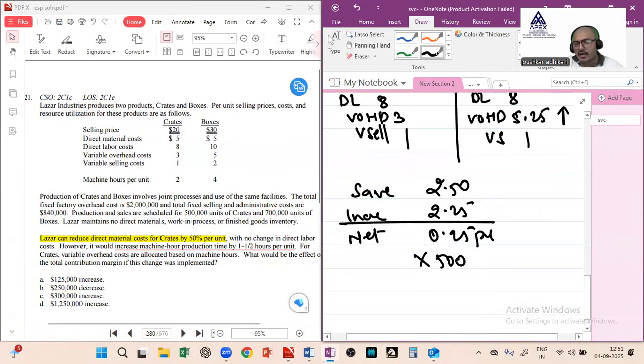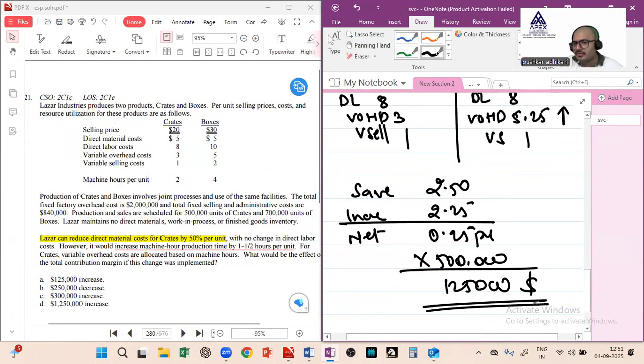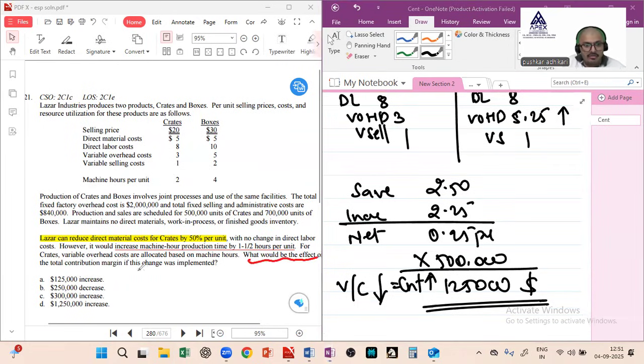Again, I'm repeating, for how many units? For 5 lakh units. That's $125,000 saved. $125,000 saved means variable cost has gone down, so obviously my contribution has gone up. The question is, what would be the effect on the total contribution margin if this change was implemented? It will increase by $125,000. I hope everybody understands the reiteration as well. I am reiterating on the solution, right?